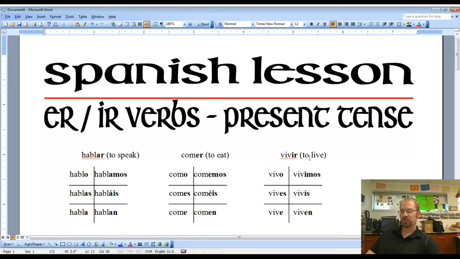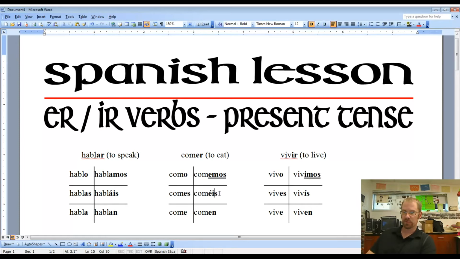And then vivir, for I live, we'll take off the IR, and we have vivo, vives, vive, vivimos, vivís, and viven. So these verbs should look very similar. Only two differences exist. In the nosotros, notice that it's an EMOS and an IMOS for the IR verb.